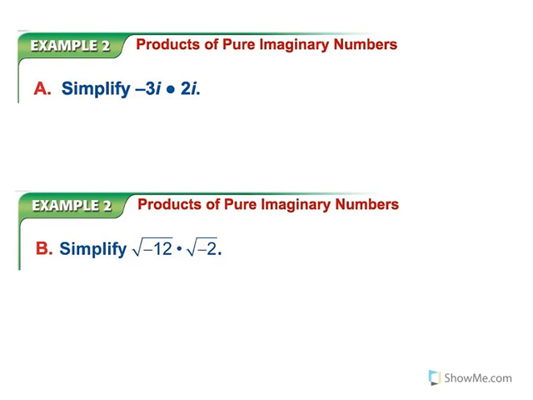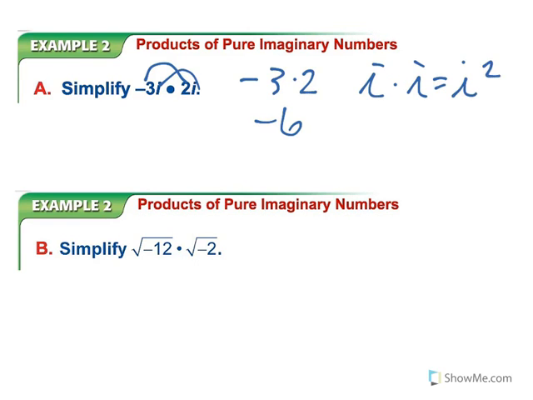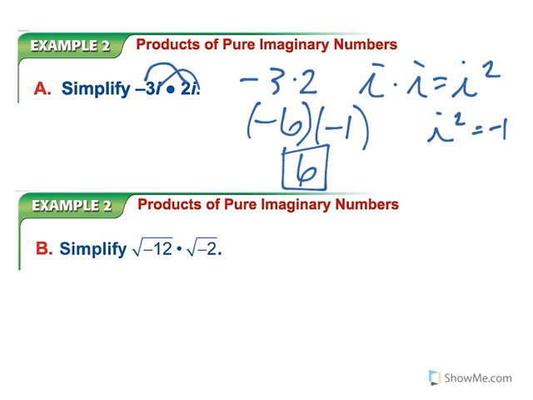Example number 2, we're going to simplify -3i times 2i. We take the numbers and multiply them together, and we get -3 times 2, which is -6. Then we take the two i's and multiply them together. Well, i times i is equal to i squared. And if you remember from the beginning of the video, i squared is equal to -1. So we're taking -6 times -1, which is 6. And that's your answer.